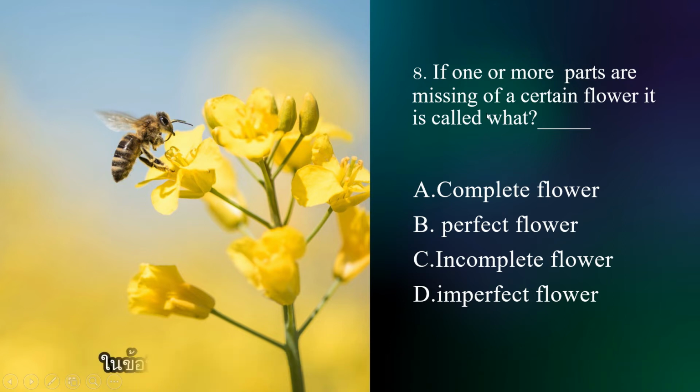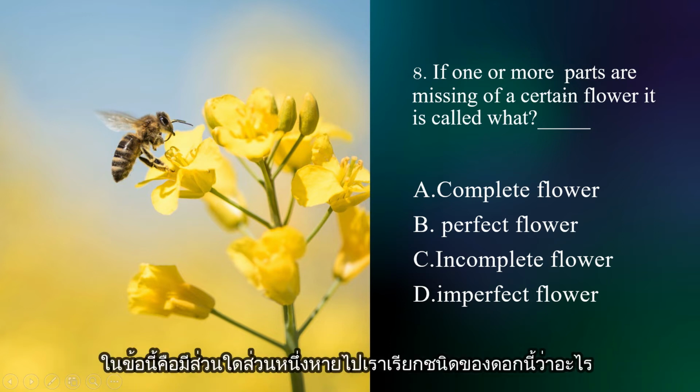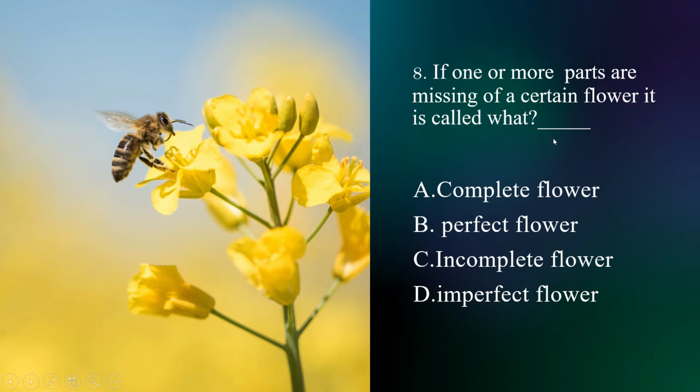So if one or more are missing, for example if the sepal is missing in that flower, how do you call that? A. Complete flower. B. Perfect flower. C. Incomplete flower. D. Imperfect flower. Okay. Missing. If one or more parts are missing of a certain flower, it is called what?